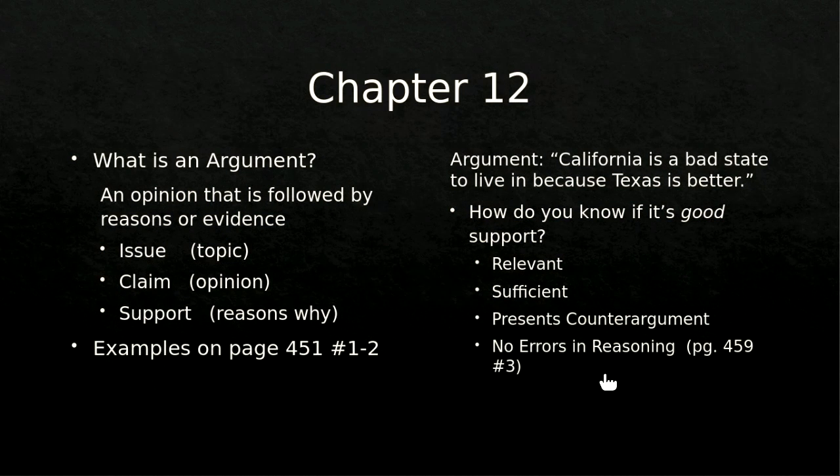Okay, so let's continue talking about errors in reasoning, page 459. We're looking at number 2 next. It says, we must preserve our historic neighborhoods in order to save the memory of the hardworking men and women who built our cities in their sweat and blood. So we must preserve our neighborhoods. Why? So the support is to preserve the memories of these men and women that worked hard to build it.